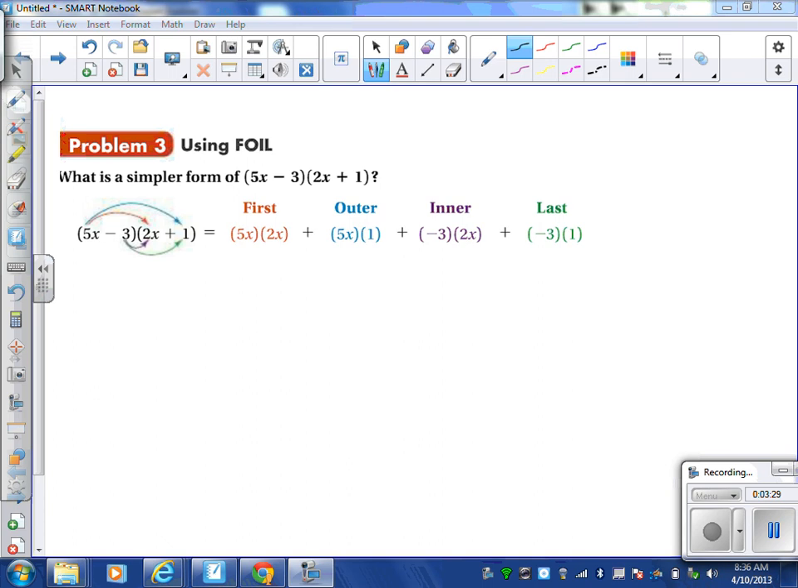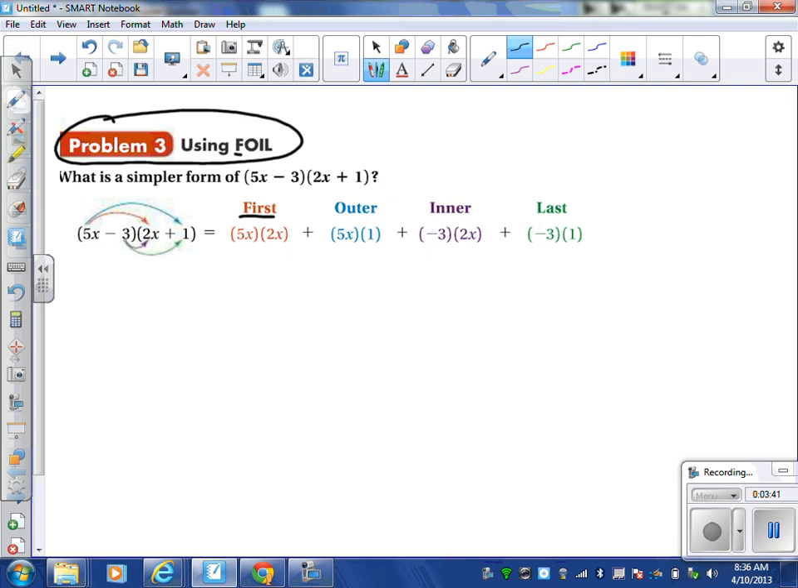Let's take a look at another problem. This time, we're going to use the FOIL method. What does FOIL stand for? The F stands for first. The O stands for the outer. The I stands for the inner. And the L stands for the last.